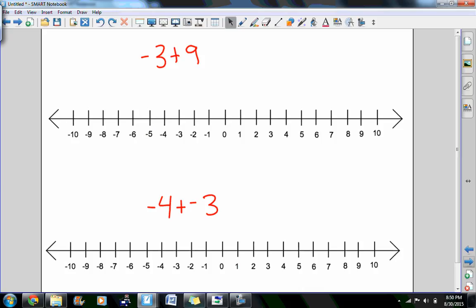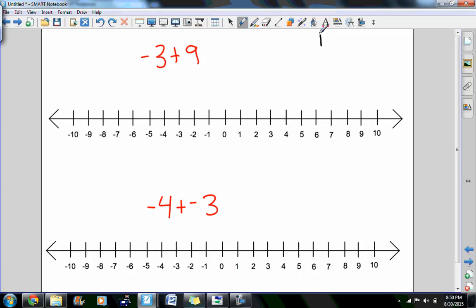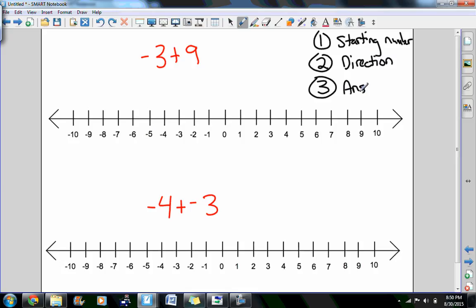We're going to start with adding and subtracting, which we know hopefully from 6th grade are the same thing, so they get packaged together. When we're working on these problems, and I hope you write this in your notes, there's always going to be 3 steps that we want to work with. Step number 1 is the starting number. Step number 2 is the direction. And then step 3 is the answer.